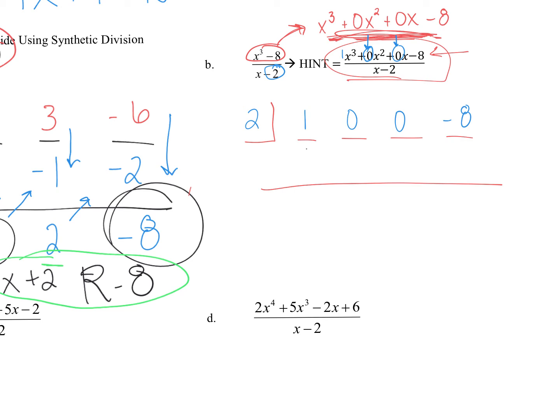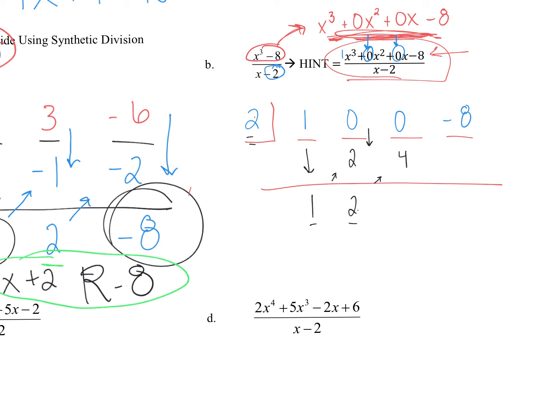So the first thing I'm doing is I'm bringing my first term down, and in this case, my first term was a 1, okay? Then I need to multiply 2 times 1, right? 2 times 1, and that's going to be put here. So 2 times 1 is 2, okay? And then I'm adding 0 plus 2, which gives me 2, okay? Then I need to multiply again. 2 times 2, which gives me 4, so that goes here.